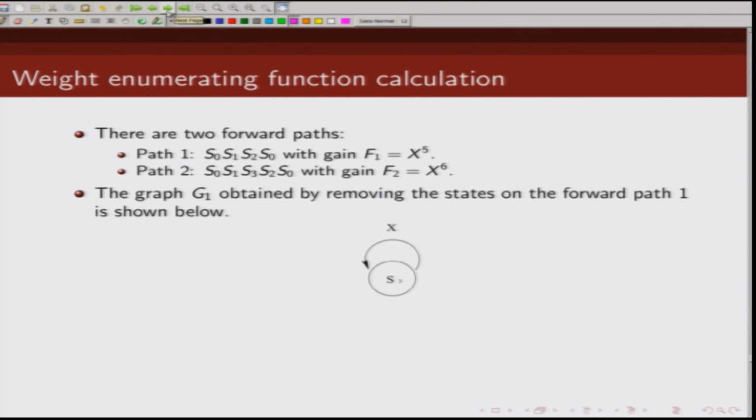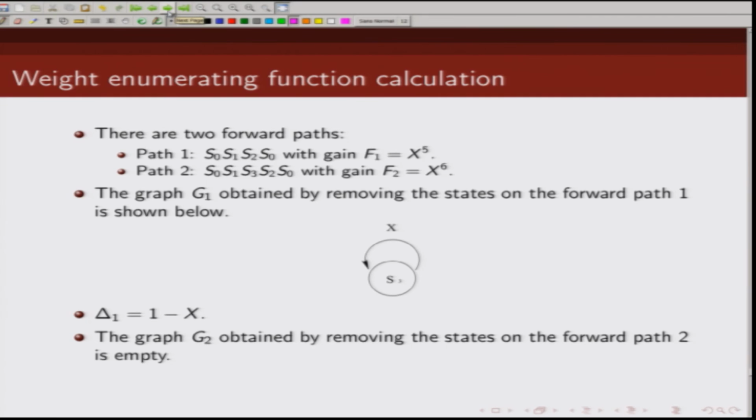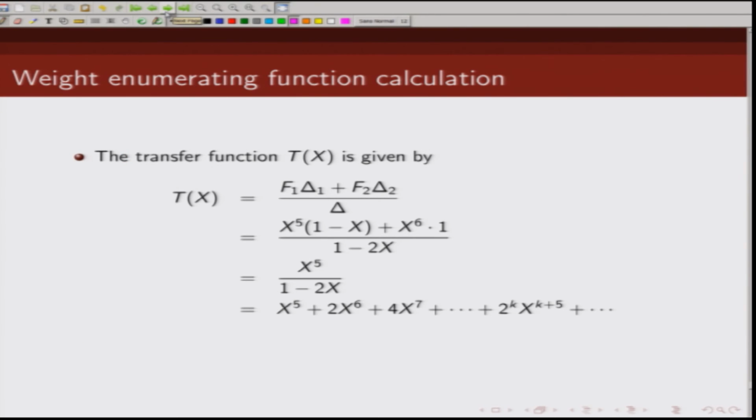So, that is what I am saying here. If I remove the forward path 1, the only graph remaining is this, and the delta corresponding to this is basically there is only one loop with gain x. So, this is 1 minus x, and for the second case there is no graph left. So, delta 2 will be 1. Okay. So, now I have f1 delta 1, f2 delta 2, and I also have the value of delta. So, I can then apply Mason's gain formula to get the weight enumerating function.